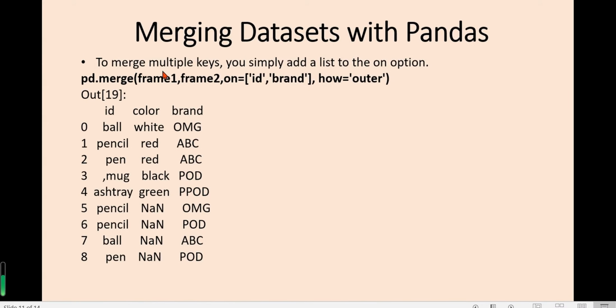And to merge multiple keys, you can simply add a list to the on option. For example, you can write pd.merge frame 1, frame 2, then on a list of 2 column variables in the 2 data frames. And we can set outer. So there will be 9 rows in the resulting data frame. And some values, for the color for example, would be not a number.